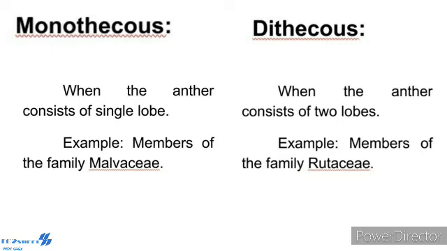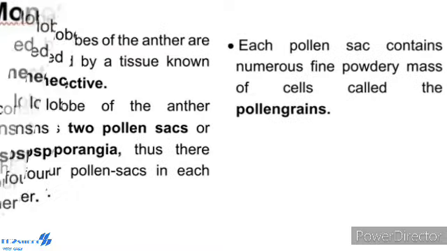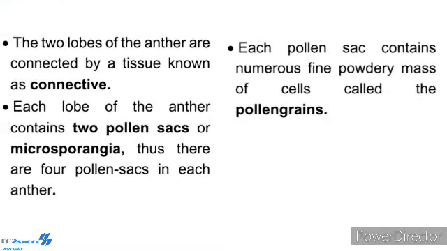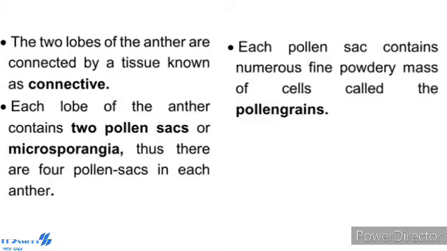Monothecous, when the anther consists of a single lobe. Example, the members of the family Malvaceae. Dithecous, when the anther consists of 2 lobes. Example, members of the family Rutaceae. In the stamen, the 2 lobes of the anther are connected by a tissue known as the connective. Each lobe of the anther contains 2 pollen sacs or microsporangia. Thus, there are 4 pollen sacs in each anther. Each pollen sac contains a numerous fine powdery mass of cells called pollen grains.